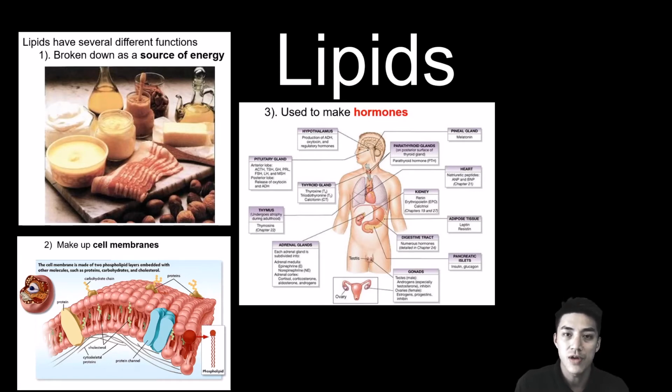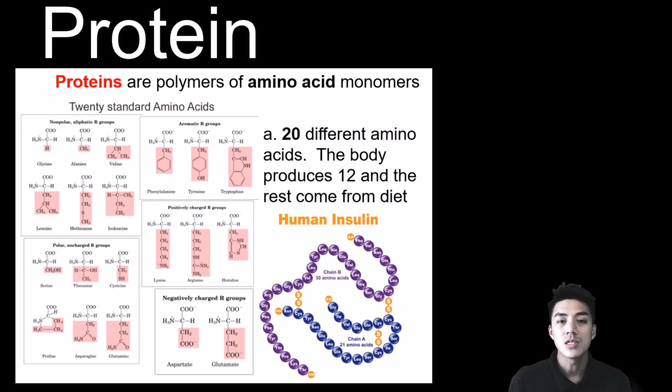2, lipids are found in the cell membrane. The cell membrane acts as like a barrier that allows nutrients to come in and waste products to leave the cell. And 3rd, lipids produce hormones, which are important in regulating growth and making sure that your body can function normally. Proteins are responsible for human growth and development. They're responsible for many chemical reactions that occur in the body.